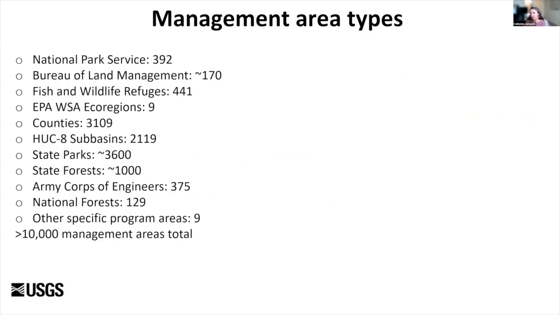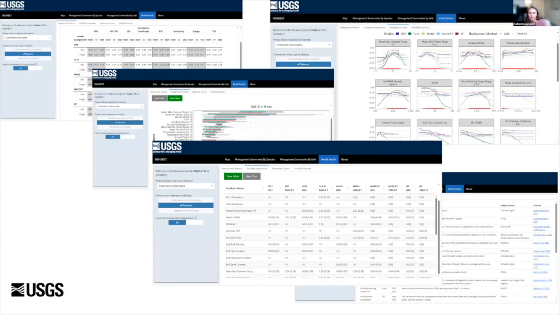So I mentioned we have several different management area types. So these include federal lands, counties, national forests, and then we'll have some state parks and state forests that are going to be added with a new release of INHABIT that we have coming up soon. And then there's another tab that provides information on model details that if you're interested in that, you can go in and look at, but these are more details about what environmental predictors were important for that species, how well the model performed, and that sort of information.